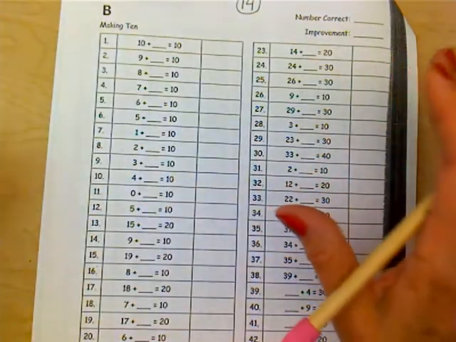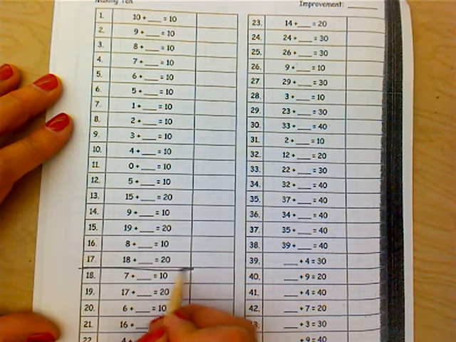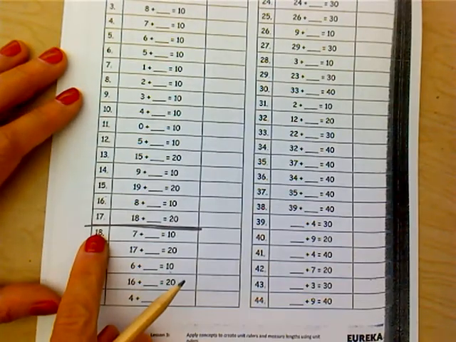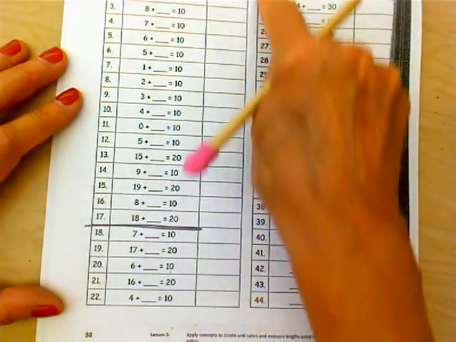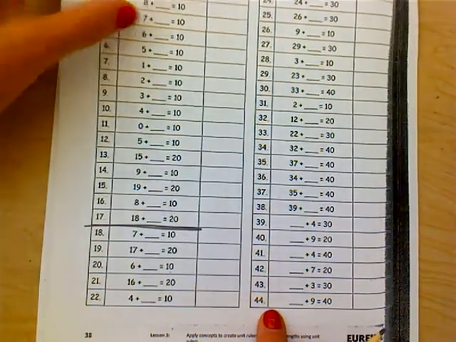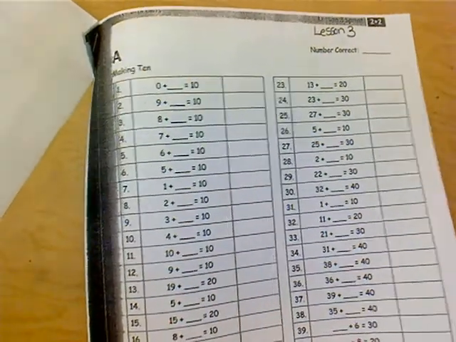Now, before you go on with the rest of the lesson, I would like you to finish both of these pages. So if you only got to 18, now I'm not going to time you, but I want you to finish the rest of these problems. They are excellent practice for you finding out how to make a 10. So you need to do that on side B. You also need to do that on side A.